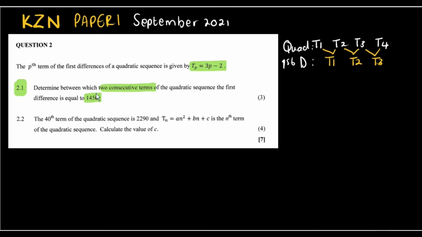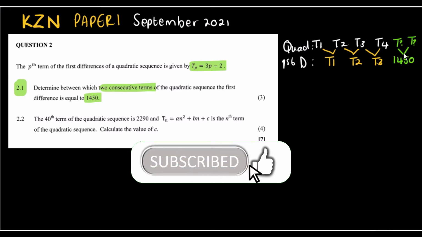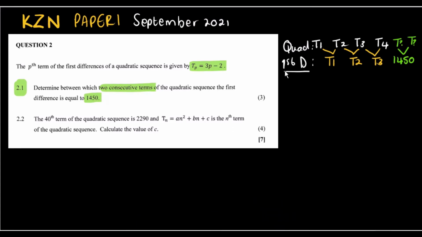Now, we have to determine between which two consecutive terms of the quadratic sequence that has a first difference equal to 1450. So between which two consecutive terms in the quadratic pattern will have a difference of 1450. So from this you can already see now that 1450 is a term. Okay, this is the value of a term in the first difference. And the good thing about this is they gave us the general formula of the first difference of this quadratic sequence. So we know what this pattern is. We know what the formula of this pattern is.